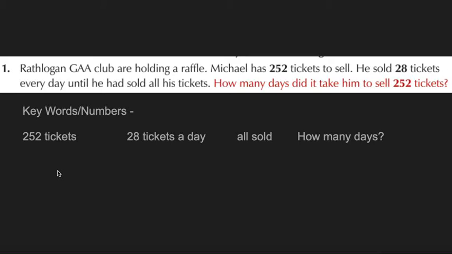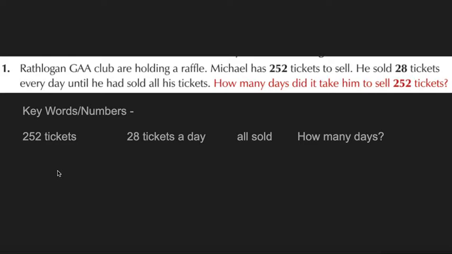Very important. All sold. So we want to know when all the tickets were sold. Okay. Not when there was a few left or when there was some amount left. How many days until all the tickets were sold? And then the last part, how many days? It's even in red in the question, boys, because it's the most important part.